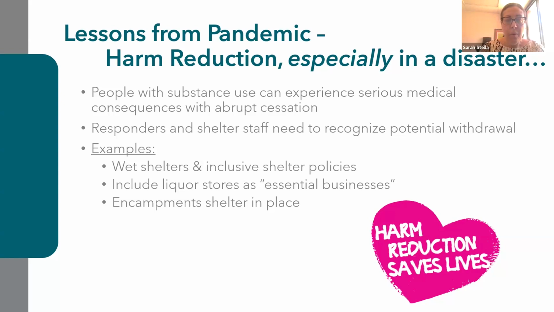It's also very important when we're thinking about those 6 Ps that Dr. Farrell mentioned, that we're thinking about how can we be more inclusive in our sheltering policies. So wet shelters are shelters where people are permitted to use substances and have the support that they need to be safe, would be an example of harm reduction.